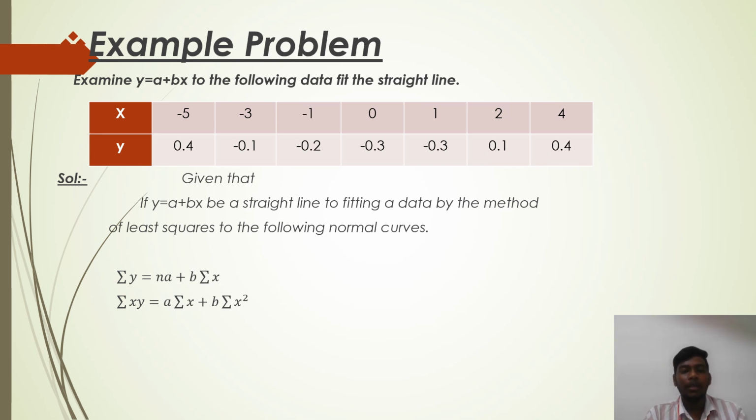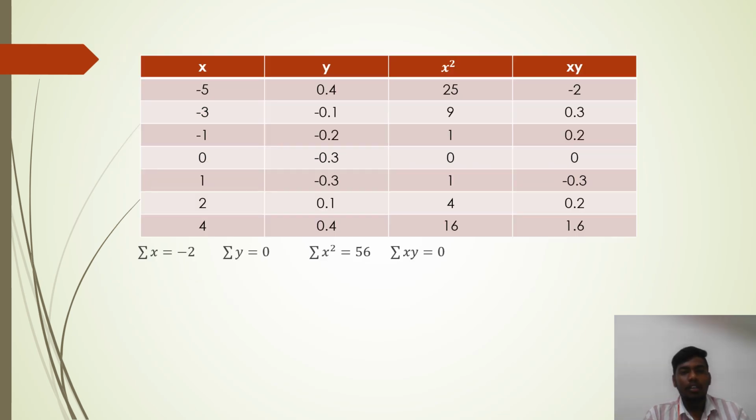If y equals a plus bx is a straight line, then to fit the data by the method of least squares, the normal equations are: summation of y equals n into a plus b into summation of x, and the other formula is summation of xy equals a into summation of x plus b into summation of x square. This table will be calculated using Casio, and we get the values of summation x, summation y, summation x square and summation xy to substitute in the above formulas.